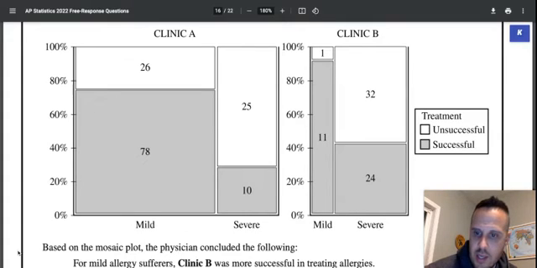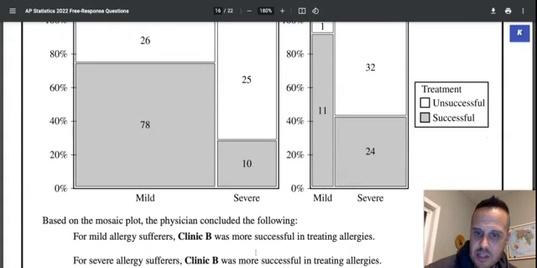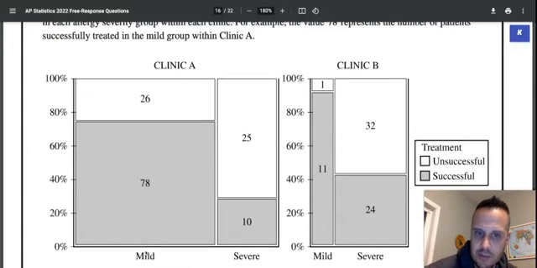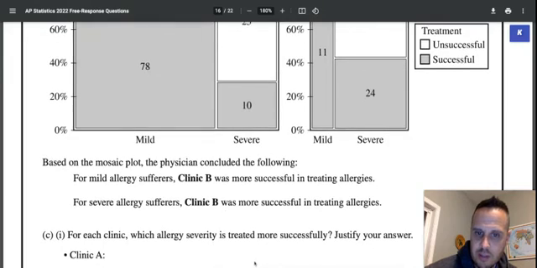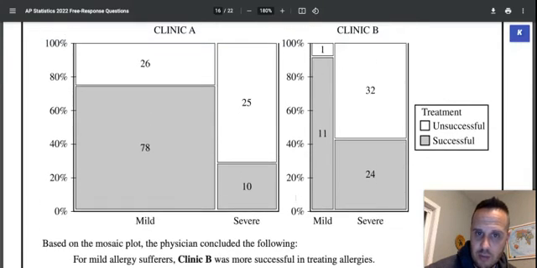Okay, so you look at this, and it says, based on the Mosaic plot, the physician concluded the following. For mild allergy sufferers, Clinic B was more successful. So for mild, Clinic B, because it was 11 out of 12. But for severe, Clinic B was more successful. Look at that. It's like 85, 90%, more than 90% right there. More than 40%. This one's less than 80. This one's less than 30.